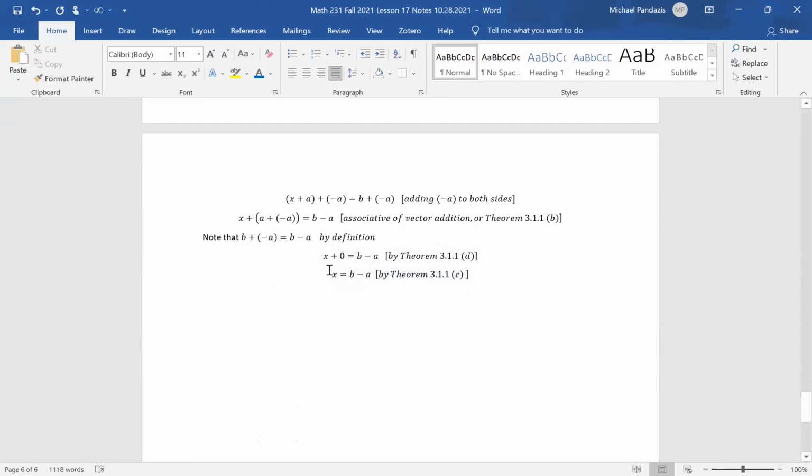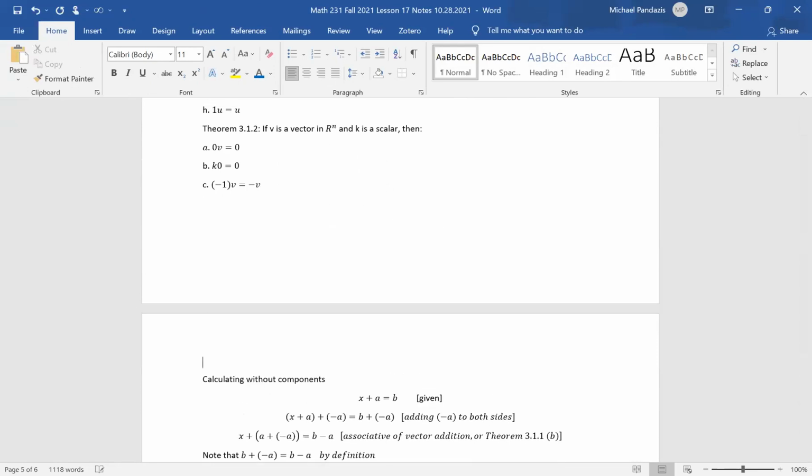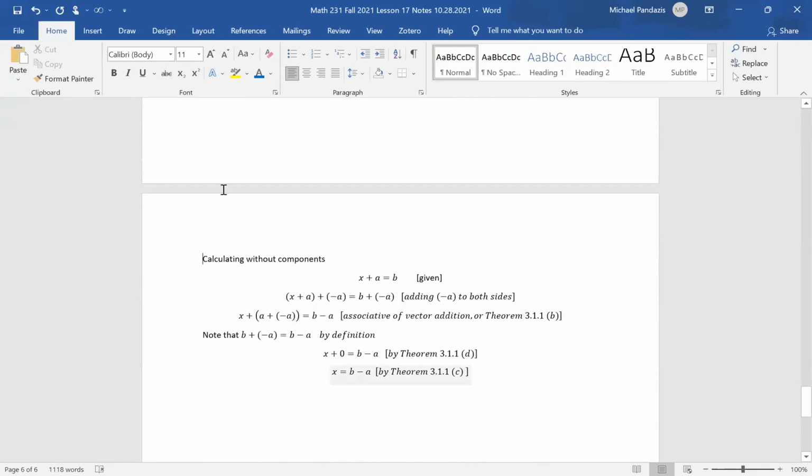Okay, so now we have x equals b minus a. And so what we concluded is that our vector x is the vector b minus a, but we did it without using components. So we never thought about the components of any of the vectors involved. We just solved it in terms of vectors.